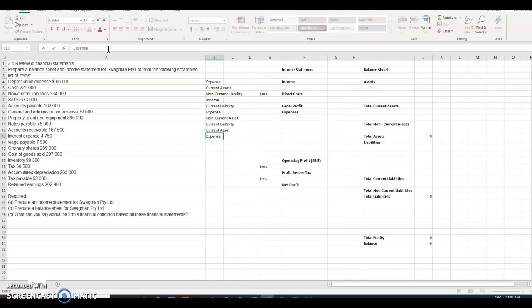Interest expense, so that is an expense, but that is going to be in a different area. I'll show you where that will be recorded in the income statement.